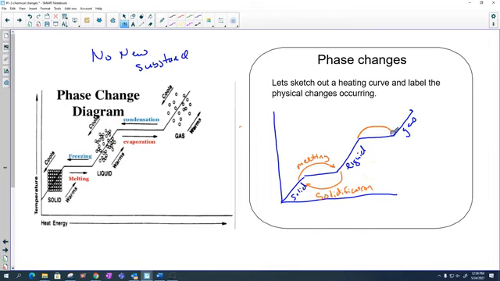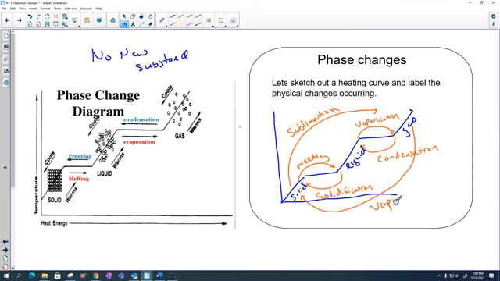Liquid to a gas, gas to a liquid: vaporization and condensation. We do, however, have solid directly to a gas, which is called sublimation, and then gas to a solid is called vapor deposition. So anytime you see one of these terms, it's a good indication that this is in fact a phase change and not really a chemical reaction.